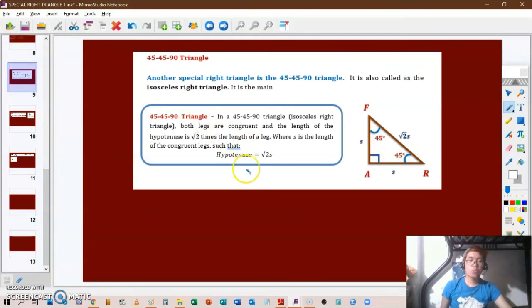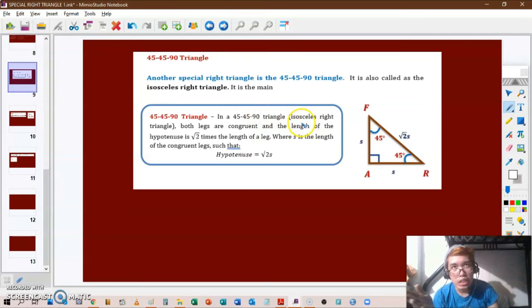Another special right triangle, besides the 30-60-90 right triangle, is the 45-45-90 right triangle. It follows the pattern 45, 45, 90: two 45-degree angles and a 90-degree angle. The very noticeable thing about this one is it has two congruent side measurements. Since there are two congruent angles, the sides opposite those angles must be congruent also. So we will have formed an isosceles triangle here, triangle FAR.